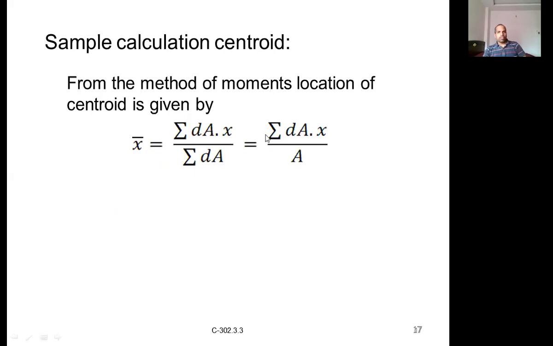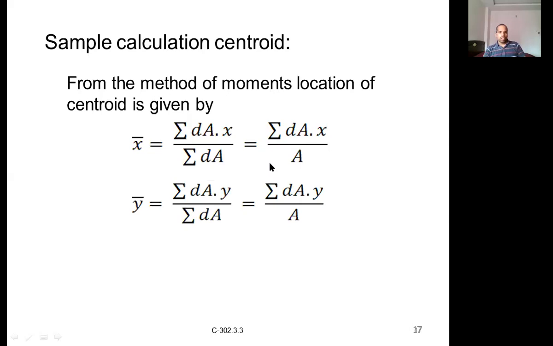From the method of moments, the location of the centroid is given by x bar and y bar. X bar is the moment of areas about the y-axis, that is, the sum of dA into x, divided by A. Similarly, y bar is the moment of all the elemental areas about the x-axis, that is, y dA, divided by the sum of the areas, which is the total area. That's why these are different formulas.